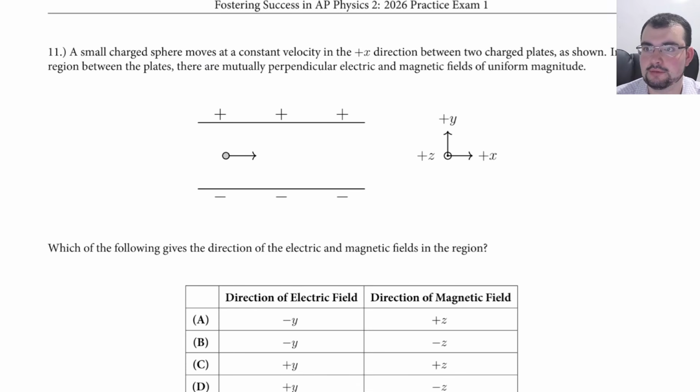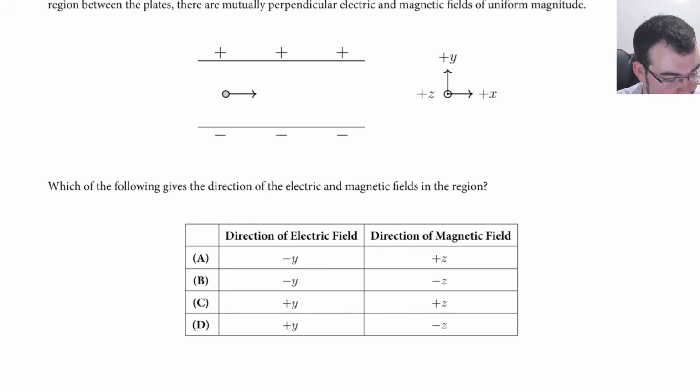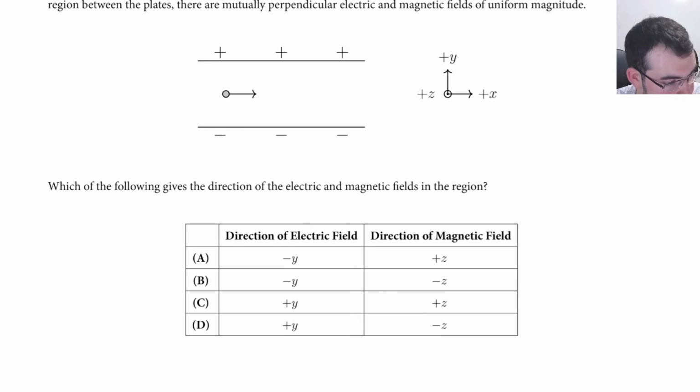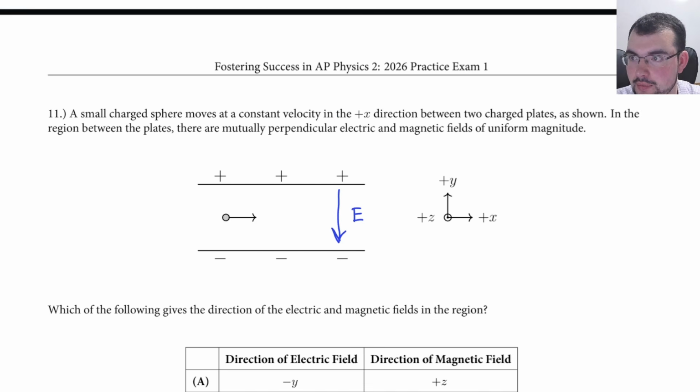All right. A small charged sphere moves at constant velocity in the plus x direction between 2 charged plates as shown. In the region between the plates, there are mutually perpendicular E fields and B fields. They're uniform. Constant velocity is our velocity selector. So this is telling us that the fields are balancing. All right, well, first of all, the easy field to get is the E field. Source to sink. So E field points in the negative y.